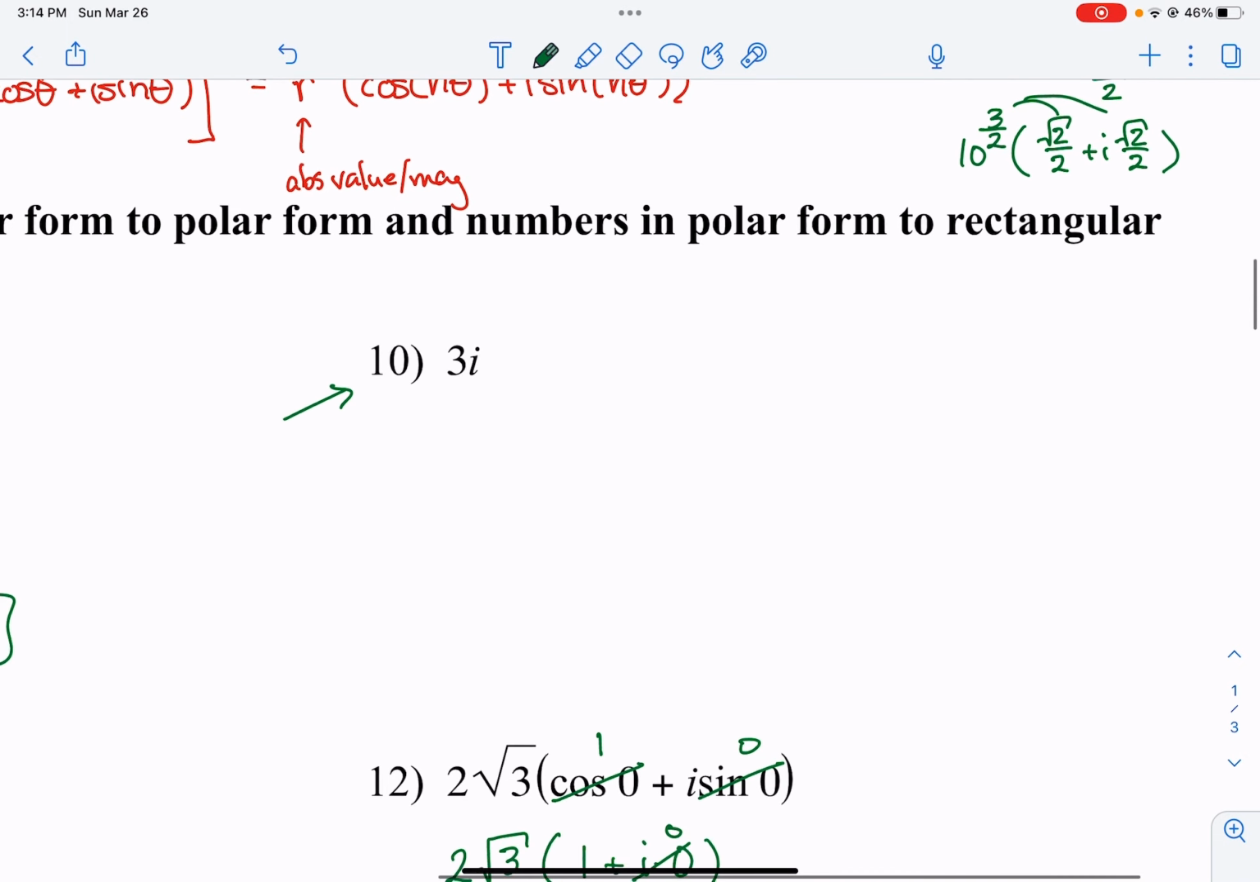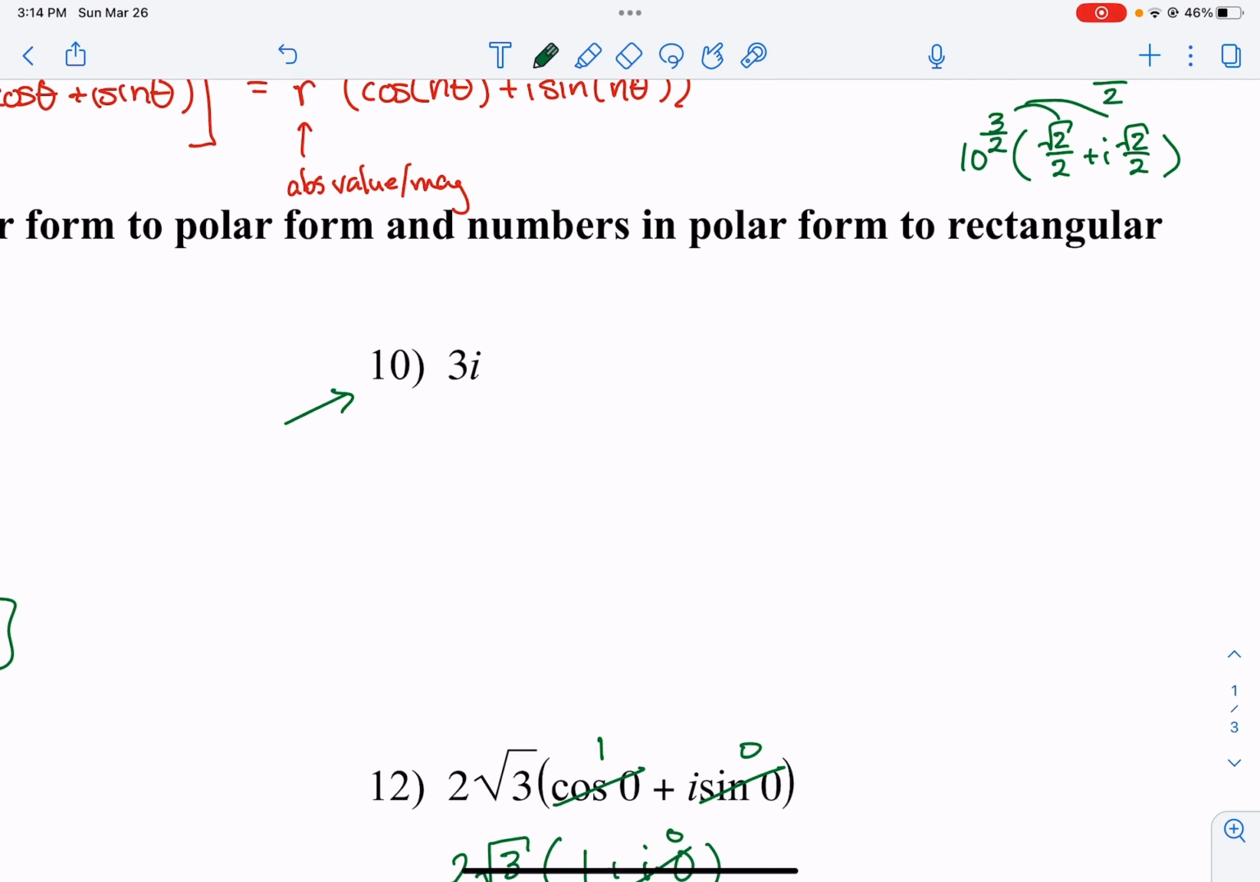And then this guy, I guess, is in rectangular form, right? Because, think about it, we could write it like this. That's rectangular. And sort of the question is, how do I get this into polar form? So this is where you need to get a little bit more analytical.